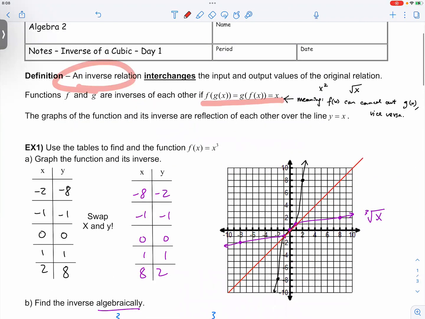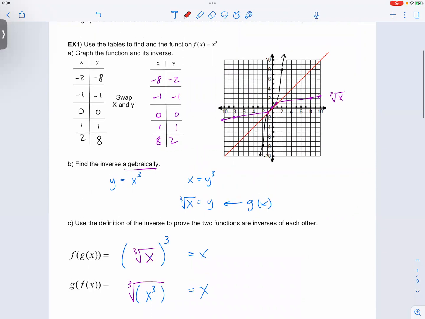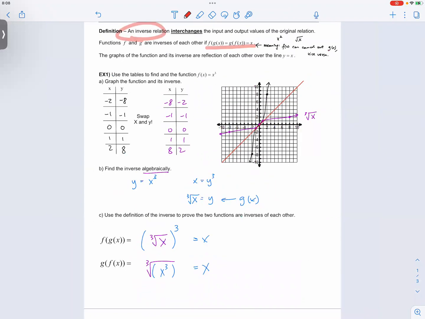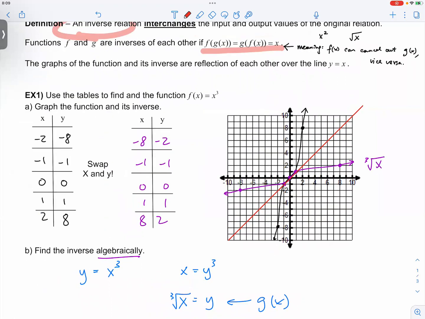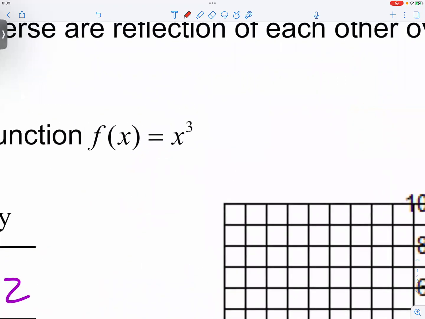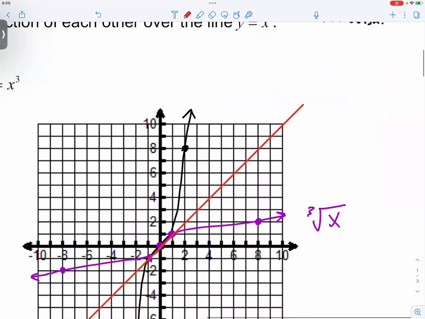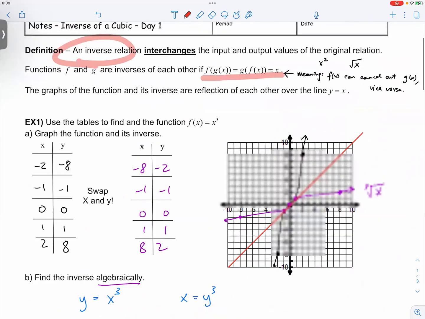So that's the introduction of what inverse is, the same as last semester. The only thing that's different is the function we're dealing with. We had the cubic function to begin with, and the inverse of it, cube root. We're going to see more in just a moment.